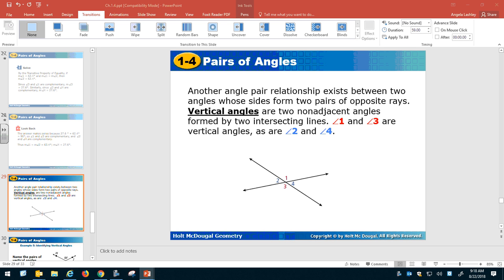So which ones are not touching? 2 and 4 or 1 and 3. Now again, they share a common vertex, but if I look at angle 1 and I look at angle 3, they don't share a common side, right? So they're not adjacent. These are vertical. 2 and 4 are vertical.